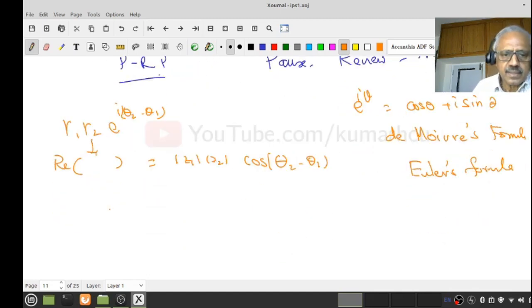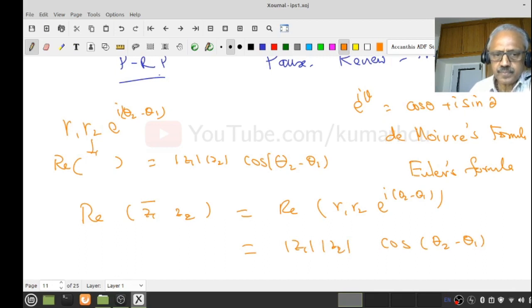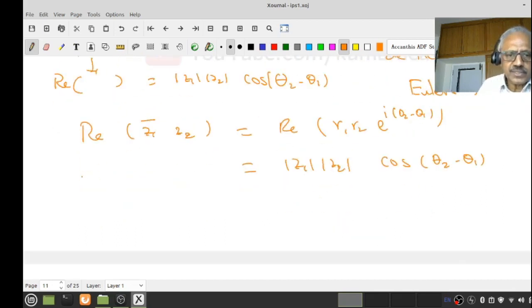right? Therefore, what do I know? So I am taking the real part of both sides. Z1 bar Z2 equal to the real part of R1 R2 e to the power i(theta 2 minus theta 1). This is mod Z1 mod Z2 into cos of theta 2 minus theta 1. But let us find what Z1 bar into Z2 is.